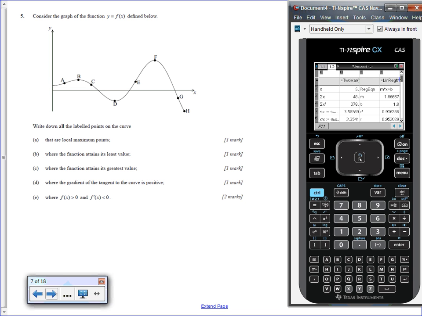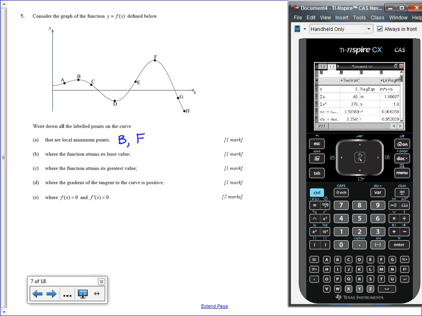It's anything that's at the top of the hill, anything that in its area is the highest point, because the points on either side of it are lower. So we have a local maximum point at B, and we have a local maximum point at F. So it's 1 mark if you have those both written. It's no marks if you have anything else written, either more or fewer points.